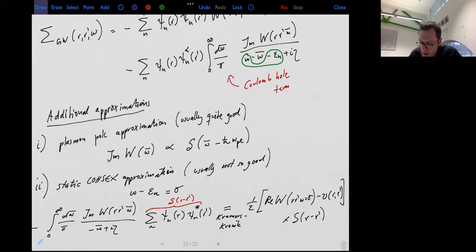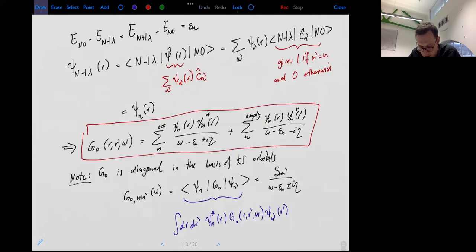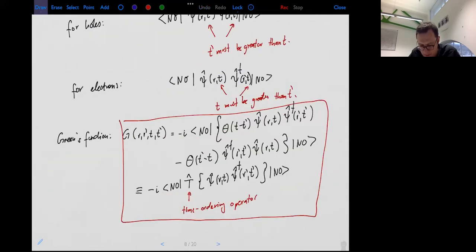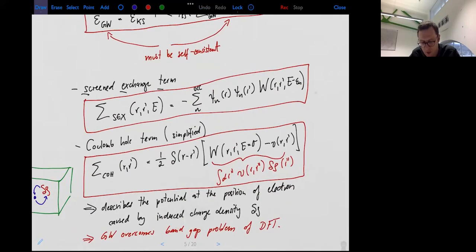So that is the simplification that we can get when we invoke the static COHSEX approximation. And just for completeness, this is the analytic expression that I've shown you in the last lecture. In the last lecture, I've shown you precisely this simplified version of the Coulomb hole term that you obtain when you invoke the static COHSEX approximation.